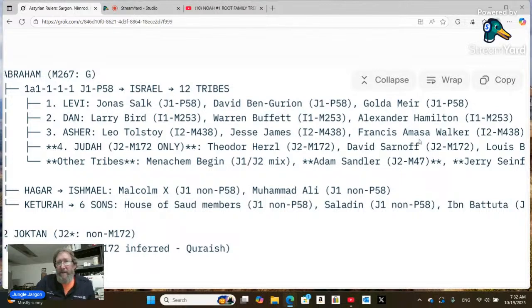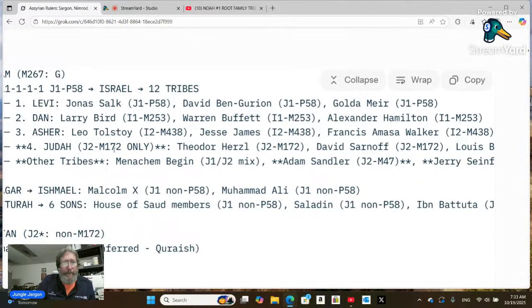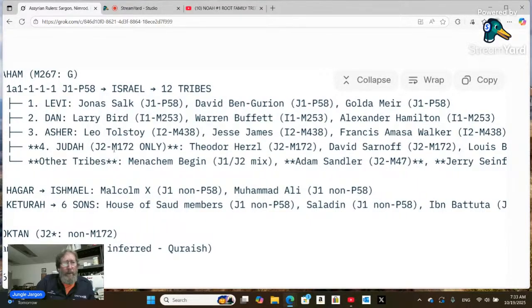Francis Amasa Walker, if anybody knows who that is. Of course, I didn't ever study history that much, so some of these people I wouldn't know. And then we come to the J2. This is J2 only the M172, which to me is not only Judaic, but probably Davidic.